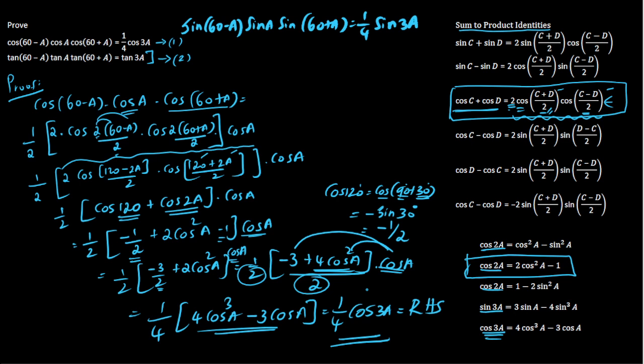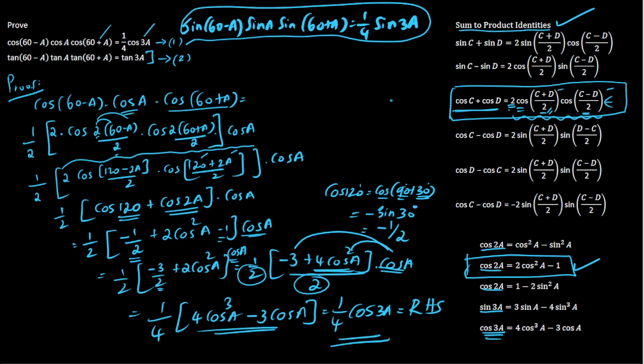All you have to remember are the sum to product identities and the cos 2A formula, and then simple simplification of what is given on the left hand side will get you to 1 by 4 cos 3A. This is good to remember, and this will help you in solving some advanced problems in competitive examinations or in your schoolwork. As I mentioned, I also made another video for sine(60 minus A) sine A sine(60 plus A) as 1 by 4 sine 3A. So now we have proven our first problem.